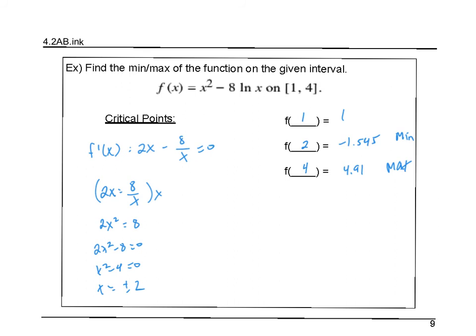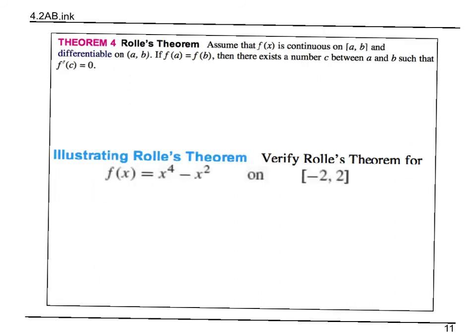Okay. Another theorem in this section that I want to go over, it's called Rolle's theorem. So assume f of x is continuous on [a, b] and differentiable on (a, b). And if f of a equals f of b, then there exists a number c between a and b such that the derivative is 0. So Rolle's theorem is guaranteeing a local min or a local max.